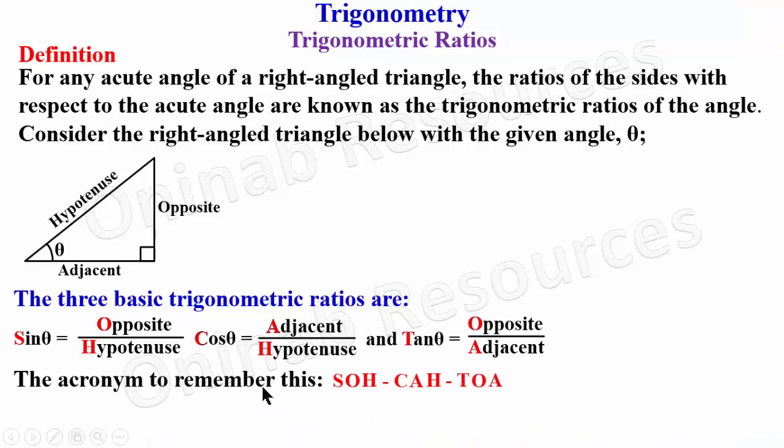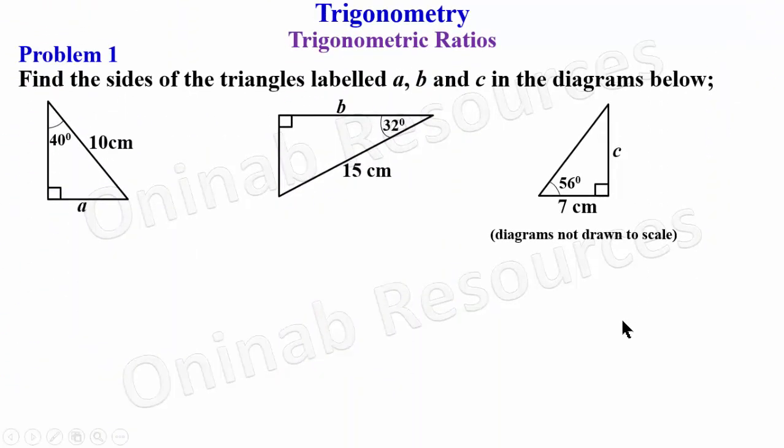It is very popular as SOHCAHTOA, where S means the sine of the given angle is equal to opposite over hypotenuse, while C is the cosine of the given angle equal to adjacent over hypotenuse, and the tangent of the given angle is opposite over adjacent. So these are the three basic ones we're going to be making use of in this video. So we go into solving problems, starting from problem 1.